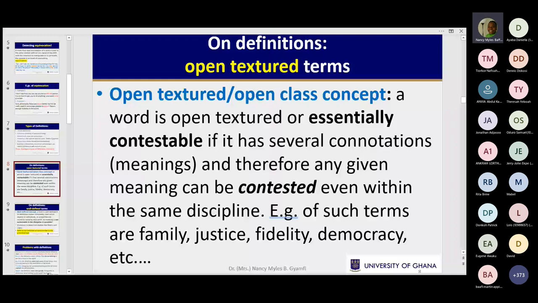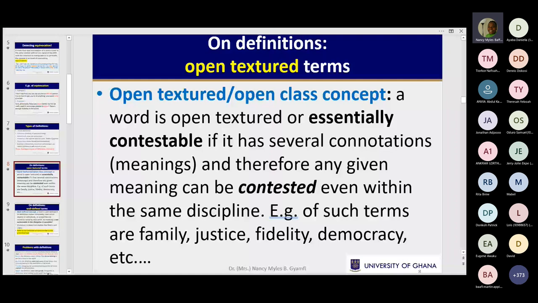For some, democracy means what? Talk, let me talk. If you are not allowing people to talk, they don't think it's a democracy, free speech. For others, democracy means what? Let the people rule. Democratia. So there is no single authority. Let the people rule. We can go on and on.